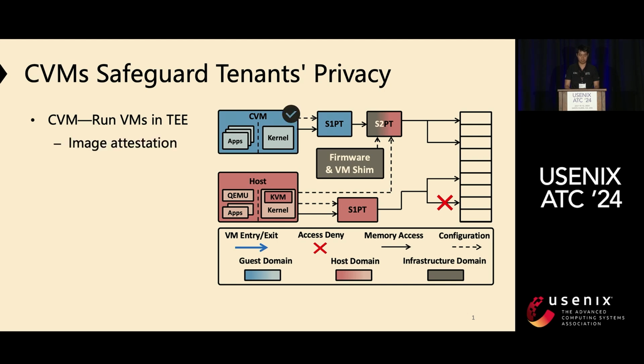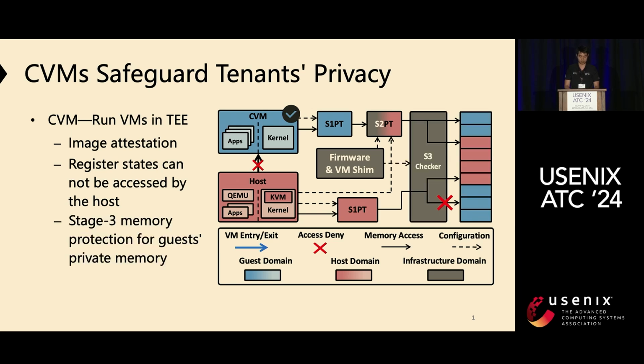Like other TEEs, the boot images can be attested by the guests. The internal register states of CVM are also no longer directly accessible to the host as in traditional VMs. In addition, the private memory of a CVM is isolated by an extra stage 3 memory protection and is also not accessible by the host. The VM exits are also filtered by the trusted firmware, so that the host cannot get extra information from the parameters.